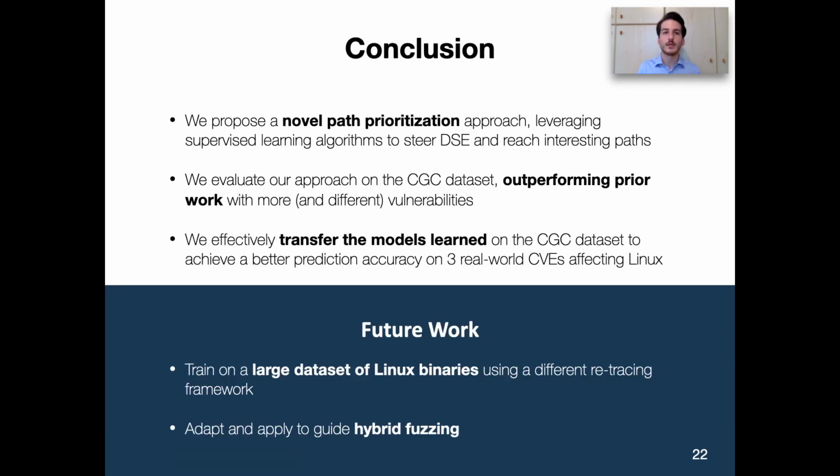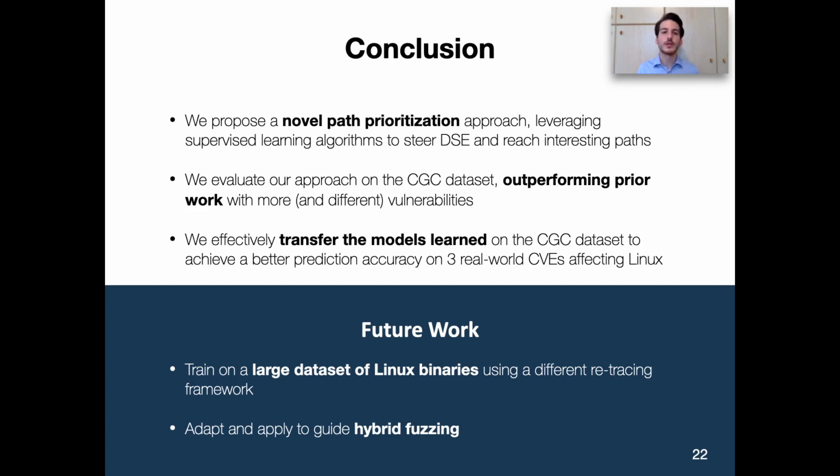As a conclusion, in this line of research, we propose a novel prioritization approach that leverages supervised learning to direct dynamic symbolic execution and reach interesting and vulnerable paths. We evaluate our approach on the Cyber Grand Challenge dataset, showing that it outperforms prior work in path prioritization. And finally, we effectively transfer the models that we learned on the Cyber Grand Challenge dataset to achieve a better prediction accuracy on 3 real-world CVEs affecting Linux.